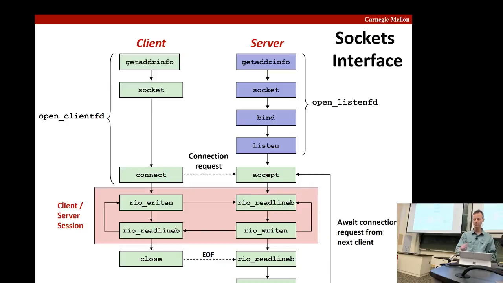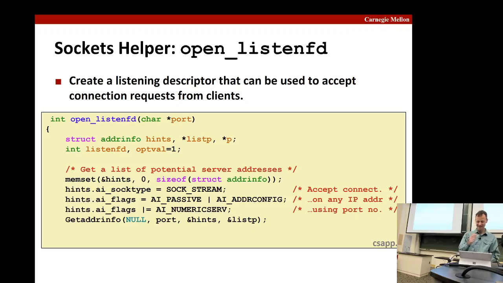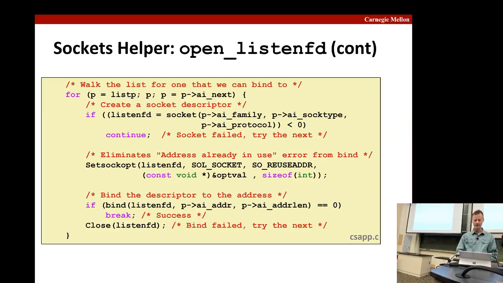All right, let's look at the code on the server side. This is the code for open listen file descriptor. So again, we start off by zeroing out all the hints, and then we set up some of the flags, accept the connection on any IP address using the port number, and then you make this call to getaddrinfo to get back one of those linked lists.